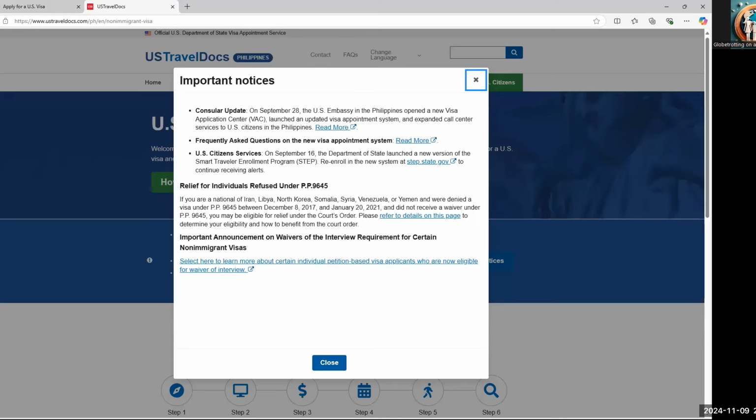The most important information you need to note on this pop-up window is that beginning September 28, 2024, visa applicants must visit the US Embassy's new Visa Application Center to have their biometrics taken. Since my family and I scheduled our interview before this date, we had to include our professionally taken photos in our application forms and had our fingerprints taken at the embassy.